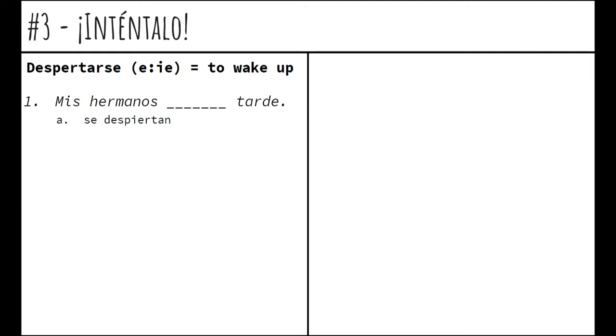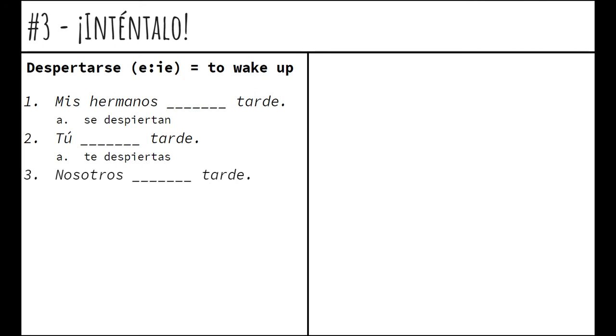So se there is going to be the reflexive pronoun that matches with mis hermanos, and despiertan is going to be the conjugation that also matches with that subject. The only place that reflexive pronoun can go is before that conjugated verb. Número dos. Tú blank tarde. Fill in the blank. Should have te despiertas.